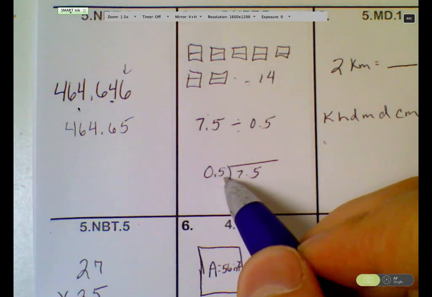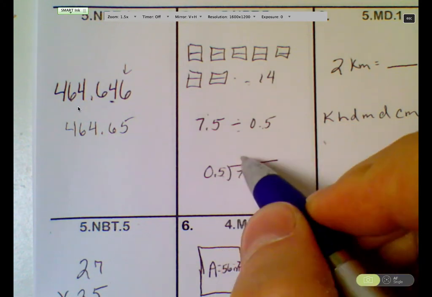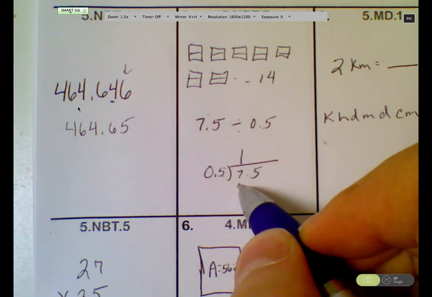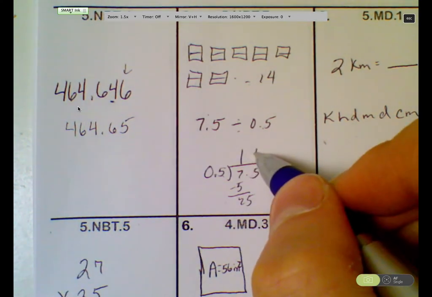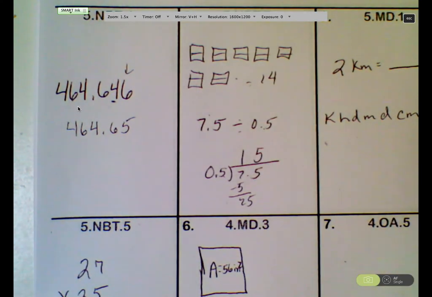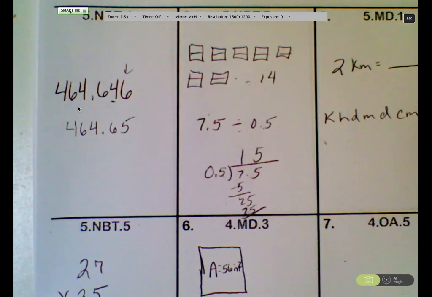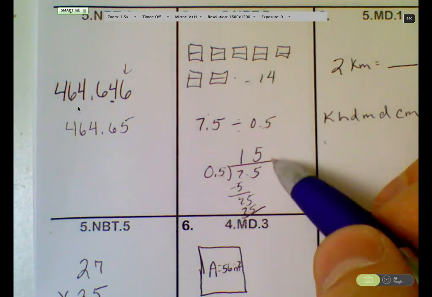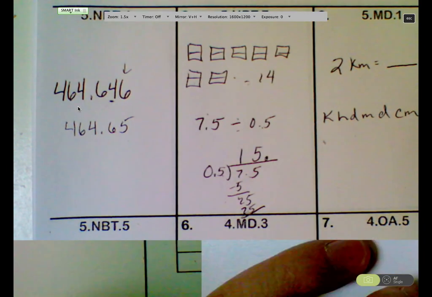I'm just going to go ahead and divide normally. 5 goes into 7 one time. 1 times 5 is 5. Subtract. 5 goes into 25 5 times. And I got 5 times 5 is 25. And notice I have a 15 up there. My estimated answer was going to be 14, so I would have to put my decimal point at the end there. Now I'm close to 14.